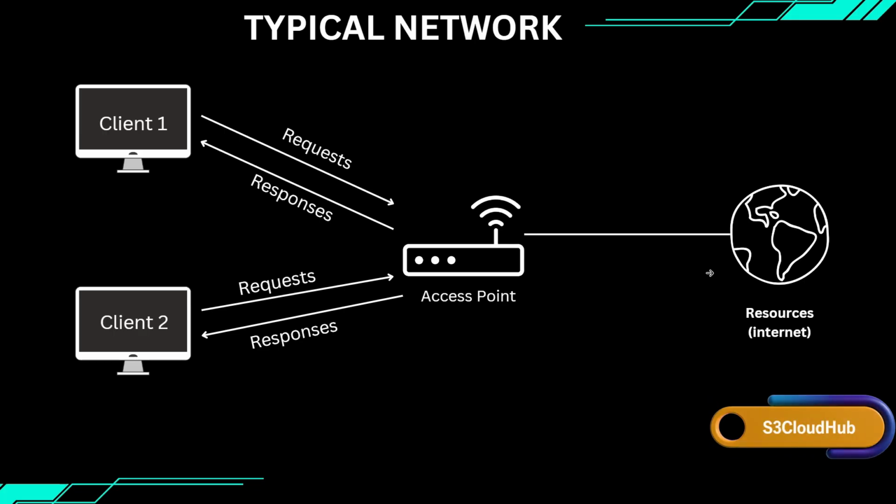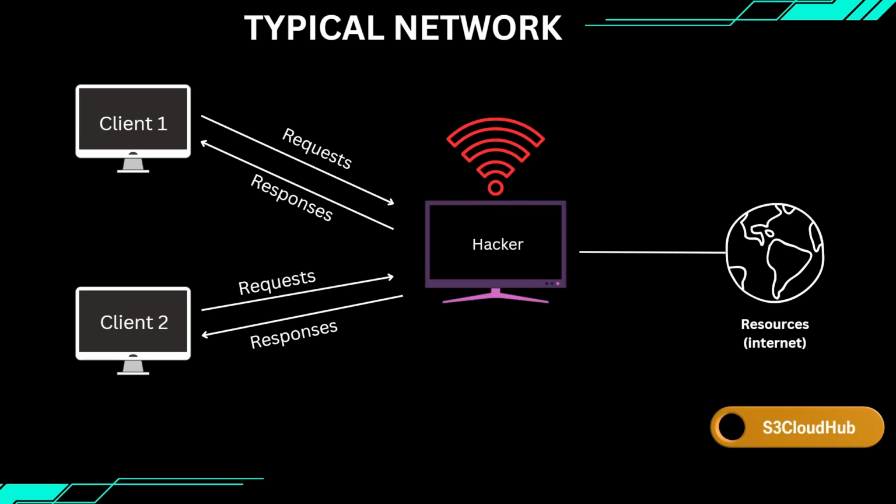But what if we as hackers replace this access point with our computer? In other words, what if we create a fake Wi-Fi network that provides real internet access? When people connect to our network, we automatically become the man in the middle because we are now acting as their router. We won't need to exploit any protocols or run complicated attacks. People will willingly send us their data because they think they are connected to a legitimate network.